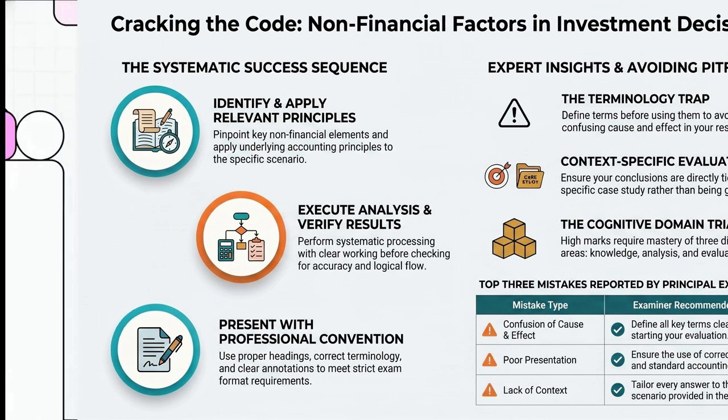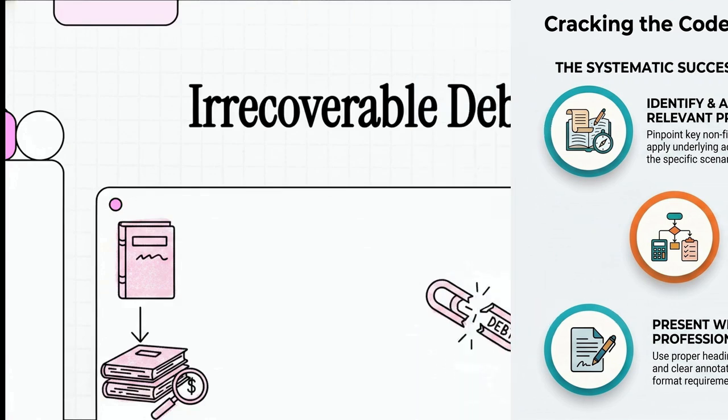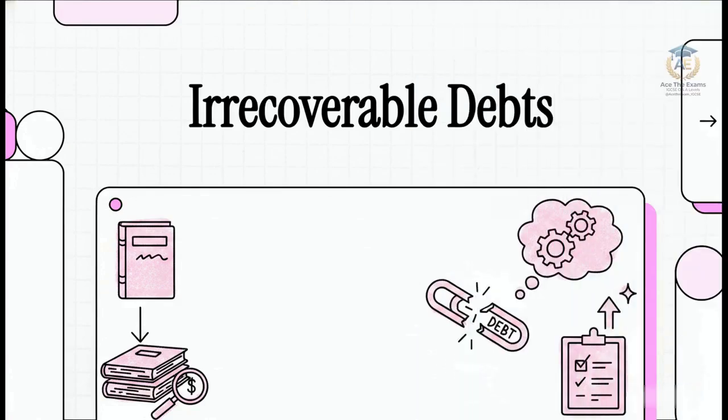Today, we are zeroing in on a specific area of the Cambridge AS and A-level accounting syllabus that consistently acts as a massive roadblock for so many candidates. We're talking about adjustments to draft financial statements, specifically focusing on irrecoverable debts. We're going to treat this like a strategic masterclass. By diving deep into the actual examiner reports together, we're going to uncover the exact cognitive strategies you need to deploy to secure those top-tier marks.